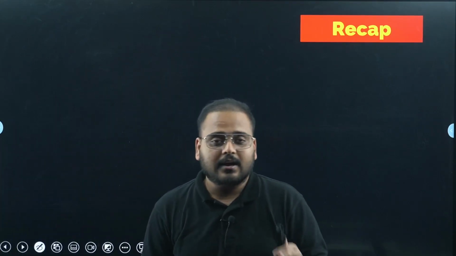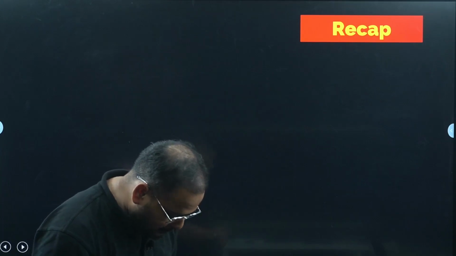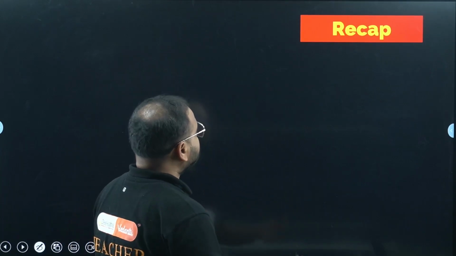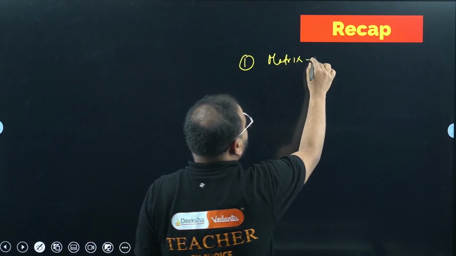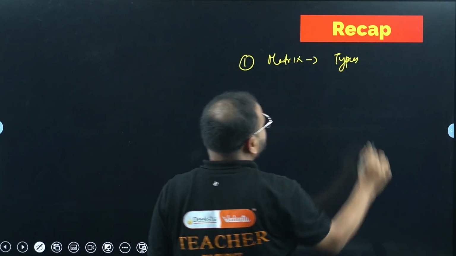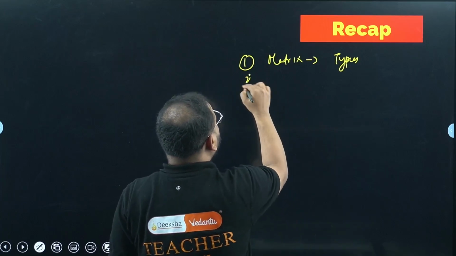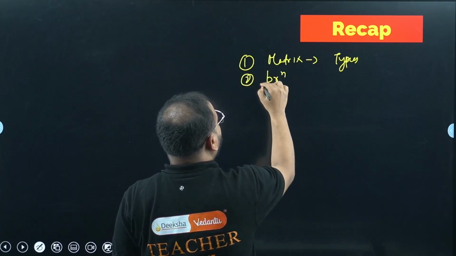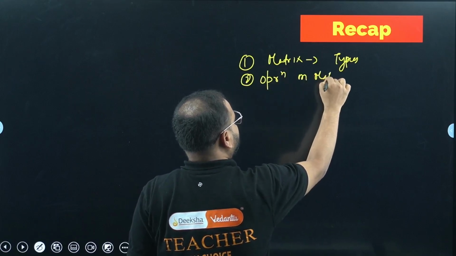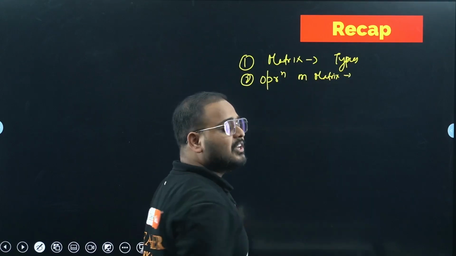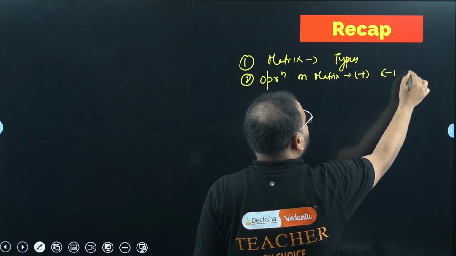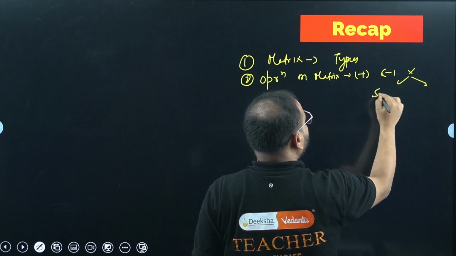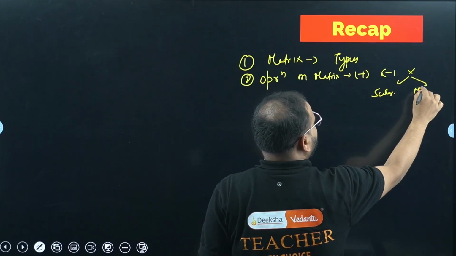Before moving to the topic at hand today, let's recall what we have done so far. First was matrices, their definition and types. Then we did operations on matrices. We had addition, subtraction and multiplication. In multiplication we had two types: scalar multiplication and matrix multiplication.